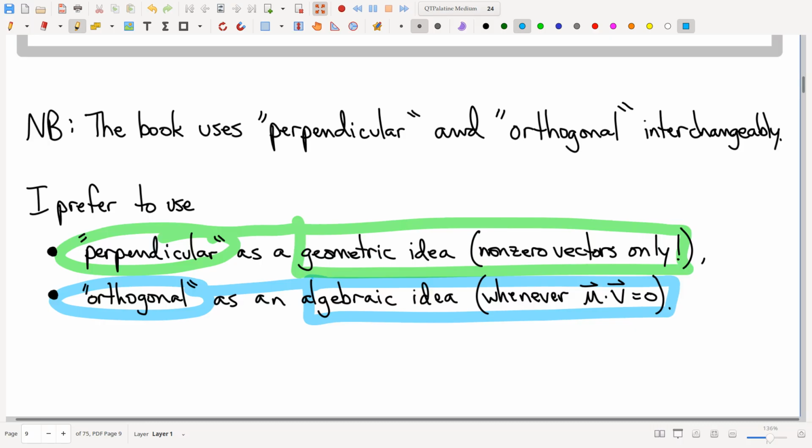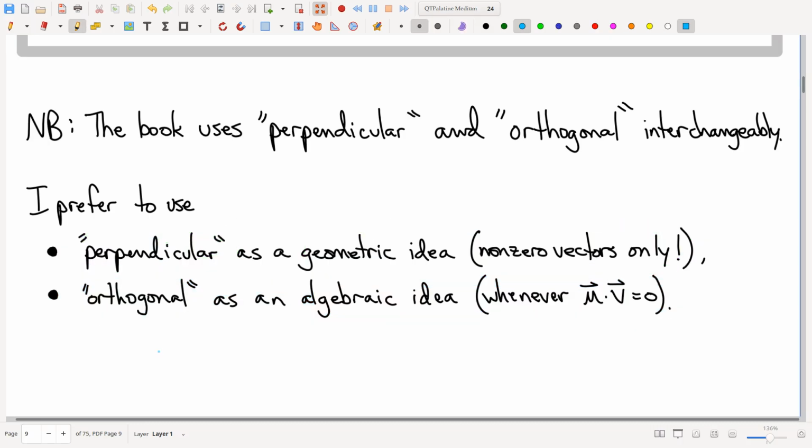You're still going to catch me sometimes saying perpendicular when I meant orthogonal or vice versa. All right, and I'll do my best, but again, I wasn't brought up right. Okay, questions? Is everybody okay with that?